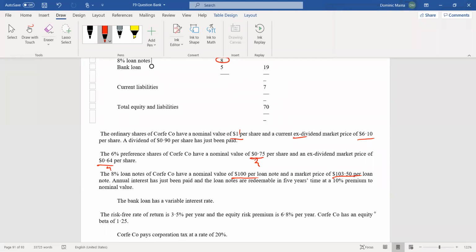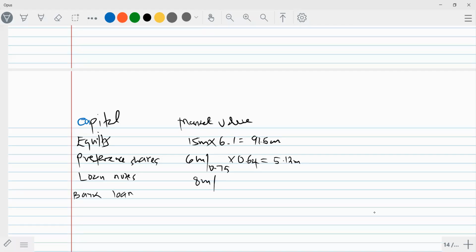So the market value is equal to 8 million multiplied by 1.035, that is 103.5 divided by 100. That gives a market value of 8 million 280,000. Thank you for confirming. And that's the market value of the notes.